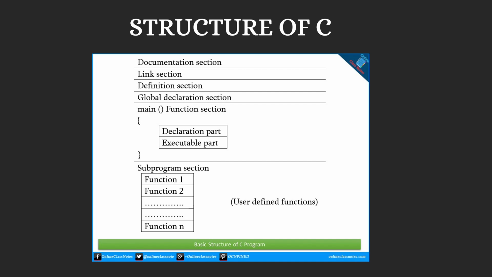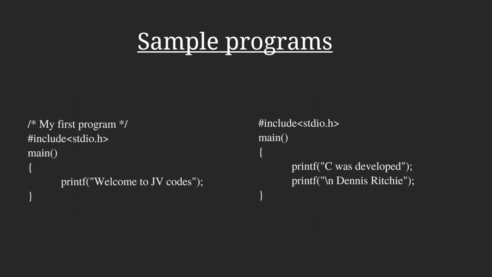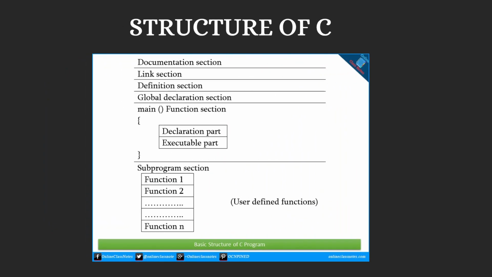In addition, the link section provides instruction to the compiler to link the library functions from the system library to the main function. Example, #include <stdio.h>. Hash is a preprocessor, include is a library function, stdio is standard input and output, dot is an access member operator, and h is a header file. Furthermore, the definition section specifies all the symbolic constants and can be represented with define. These instructions define the value of a symbolic constant for use in a program.